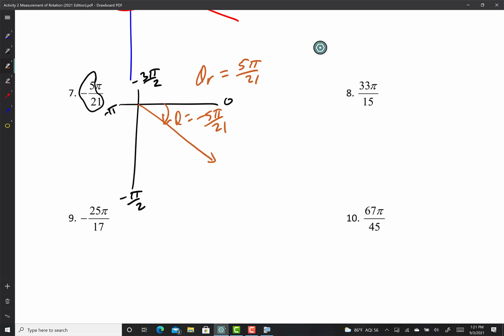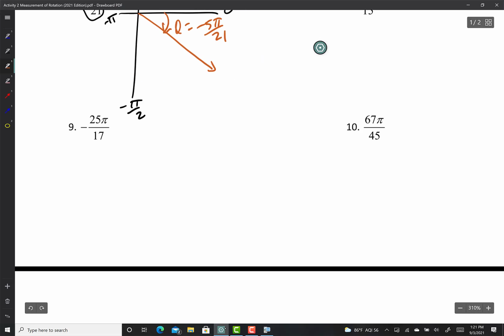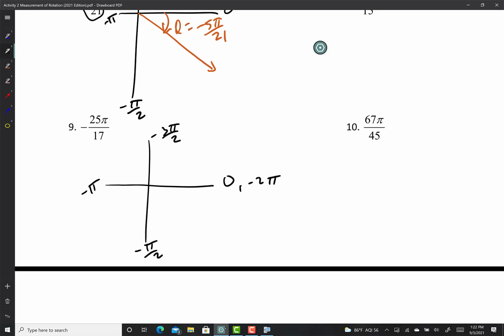Perfect. It's that distance away from 0. Negative 25 over 17. Ooh, Chavez, I don't know that one. All right. I think you're right, actually. No, I think that's quadrant 2. 0, negative pi over 2, negative pi, negative 3 pi over 2, negative 2 pi. Let me see. 25, 17. I'm going to help you. It's so close. It's so close.